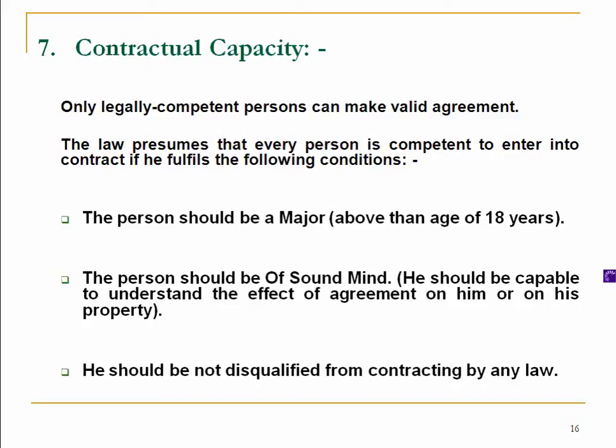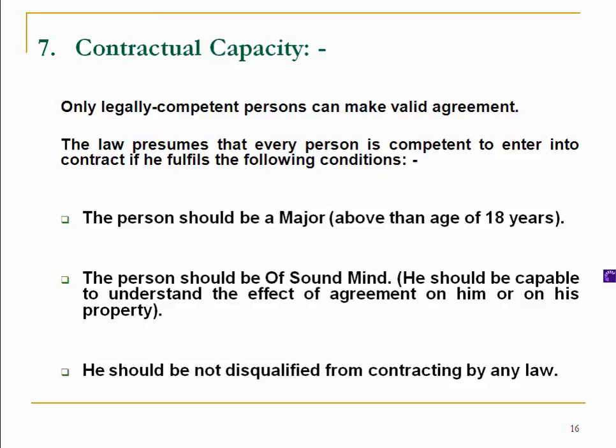So what is the criteria to understand who are the competent parties? Basically, there are 3 points to understand it. First, both the parties should be major. Means according to the Indian Majority Act, they should be above 18 years of age. Second, the person should be of sound mind. Means he should be capable of understanding the effects of the agreement on him. If he is not able to understand the effects rationally, it means he is not of sound mind, he is of unsound mind.